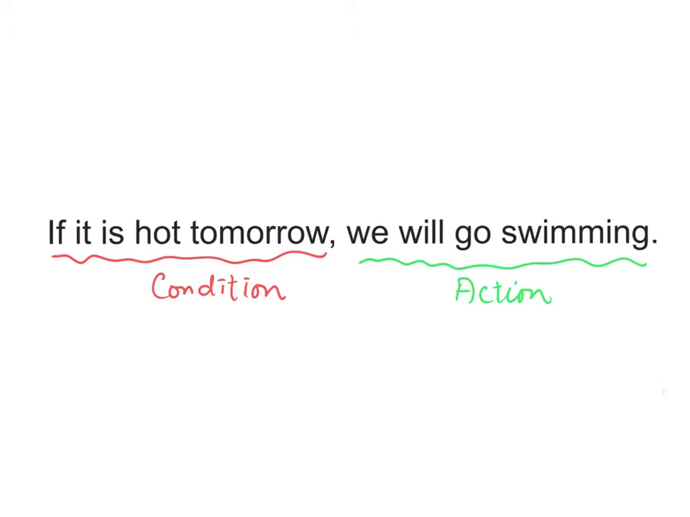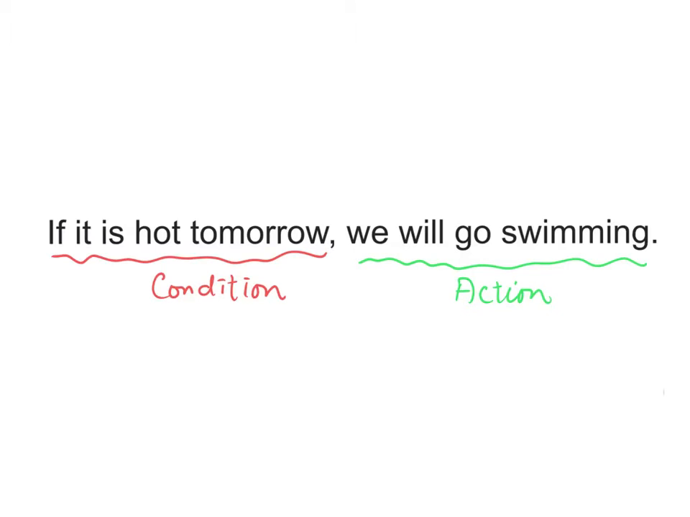The function of a conditional sentence is that we want to tell others an action that we are going to do. For example, here, we will go swimming, but only with certain conditions. Only if it's hot tomorrow will we go swimming. So without this condition, we will not do this action. Therefore, this is called a conditional sentence.